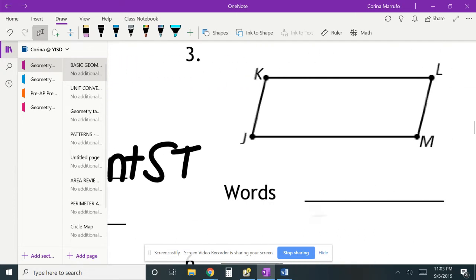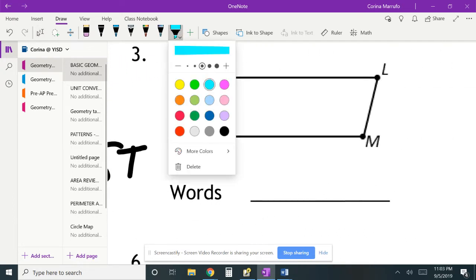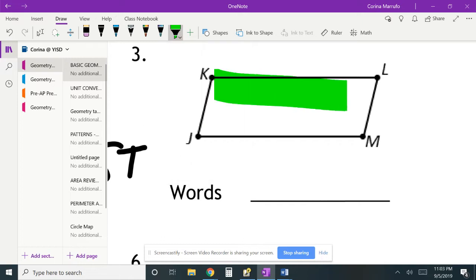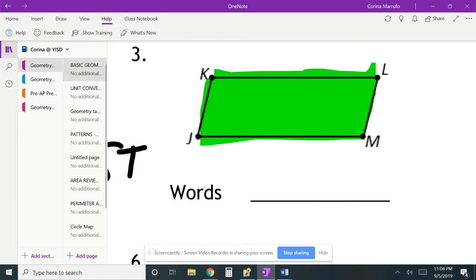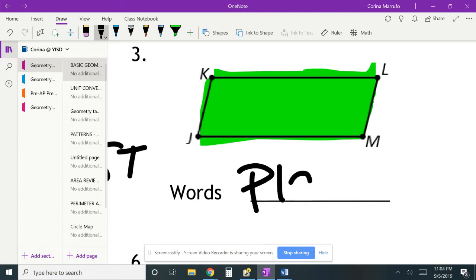Okay, number 3. So on this one, we have this flat surface. Now remember, you do not need all of the letters. You just need 3 letters. Now there's no way to represent a plane as a symbol. So when you write it in words, you're just going to write plane. And you can pick any of the 3 points on there, or you can use all of them.